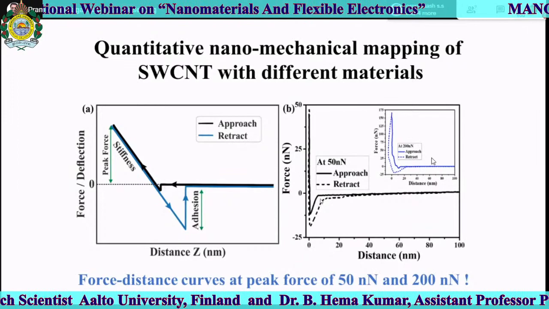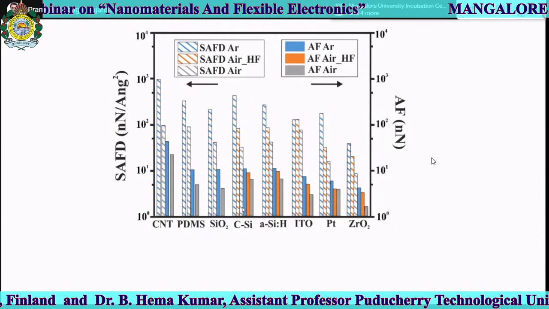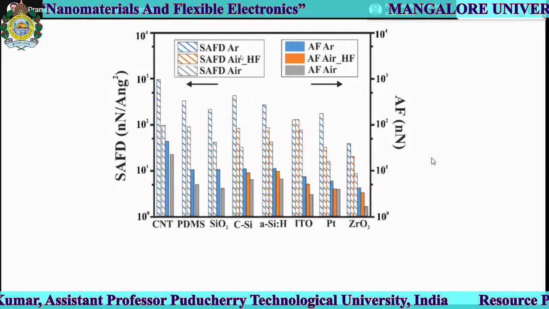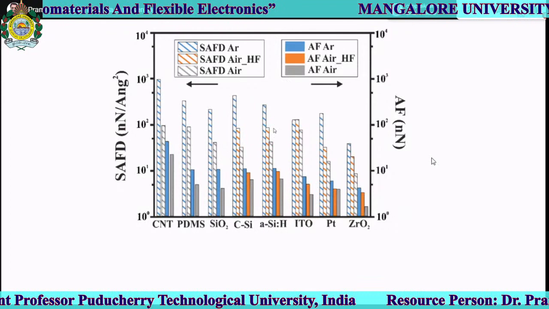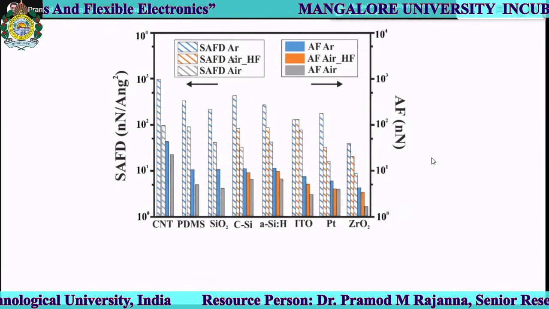And we would calculate the adhesion force for different materials. This experiment was basically done both in air and in an inert atmosphere in a glove box. The measurements were done in both, and it happened that in all the cases the adhesion force of carbon nanotubes was very low in air, while in the inert atmosphere it was much, much higher. And in the same experiment, when it was done in air but treated with HF, the adhesion force improved compared to without the HF treatment.